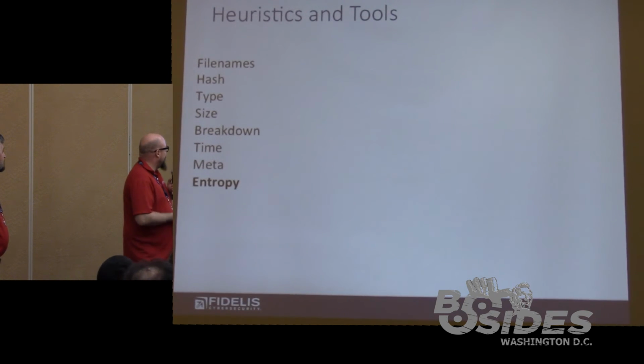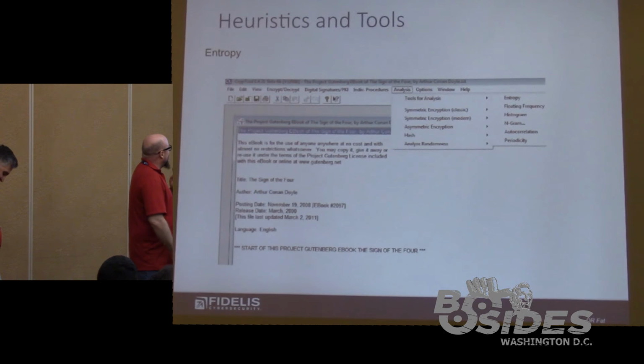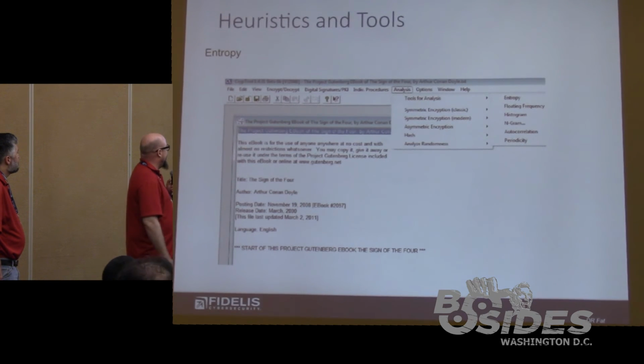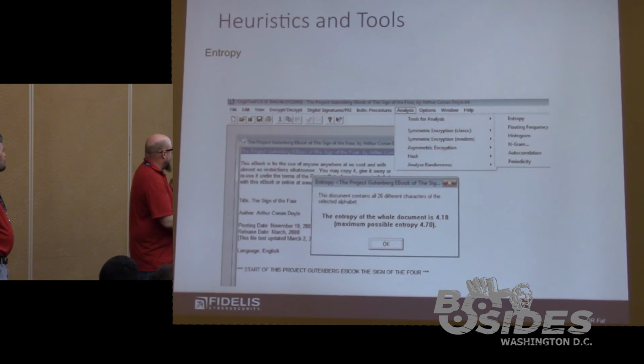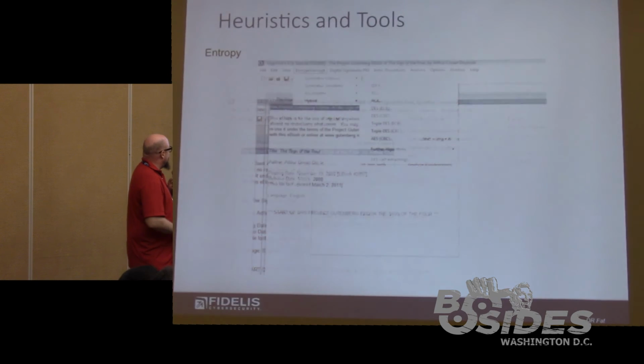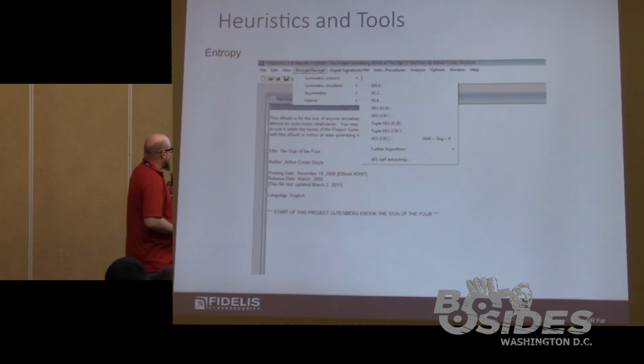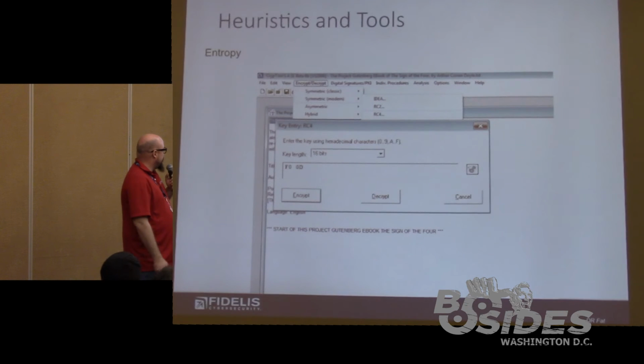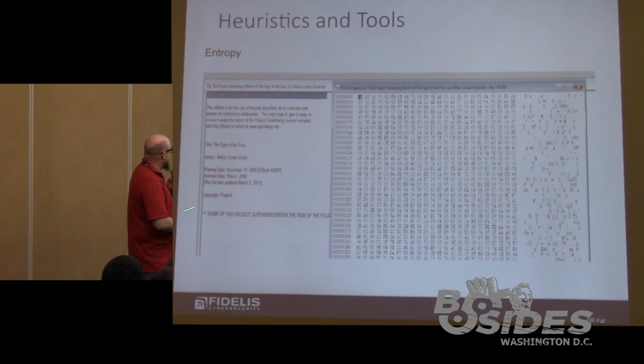Entropy. We talked about it a little bit earlier. I'm going to break it down for you, so try to stay awake. Here I use CrypTool, a free tool that is just phenomenal. I downloaded the sign-up form from Project Gutenberg and did an entropy check on it. And there you see the entropy was pretty low. Then I used the same tool to do a symmetric encryption using RC4 with the key F00D. I pushed encrypt, and this is what it looks like. You have the plain text over here, and the encrypted version on this side.